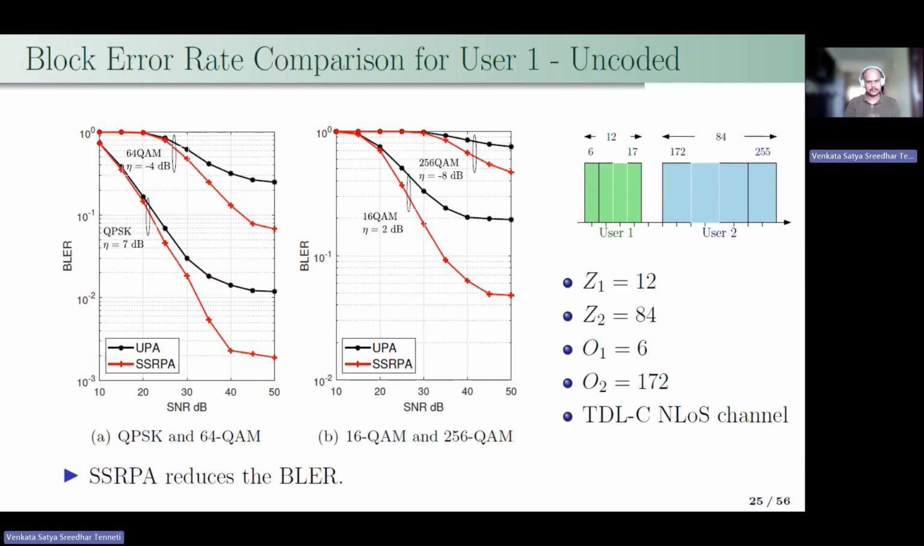Now we'll compare the performance of our proposed power allocation scheme with the uniform power allocation in terms of block error rate. The figure on the left shows the results for QPSK and 64 QAM, and the figure on the right shows the results for 16 QAM and 256 QAM. The lower order modulation schemes use a higher EPRE ratio, whereas the higher order modulations use a lower EPRE ratio. As you can see, after the SNR of 30 dB, the reduction in the block error rate by our proposed power allocation is quite significant.